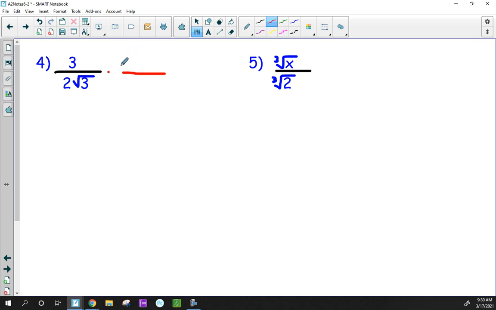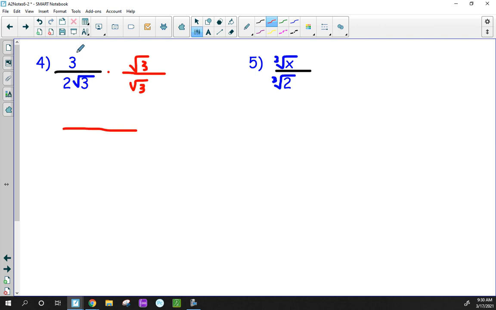Again, you want to write a 1 here, but write 1 in a creative way. So to get rid of the square root of 3, we're going to multiply both the top and bottom of the original problem by square root of 3. You also, if you wanted to, you could put the 2 here, but I usually just do the radical because that way I won't have to simplify as much or reduce.